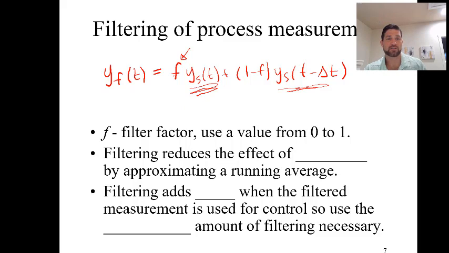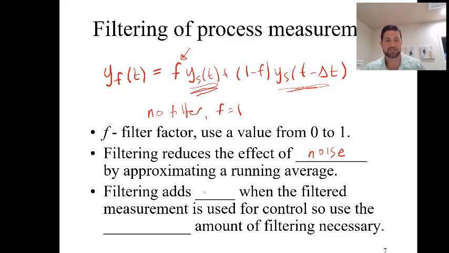Now this f can range between 0 and 1. Actually, it can't quite be 0 because a 0 filter would take none of the current readings, so it has to be at least 0.01 or something very small. But if we wanted no filter, that would mean f equals 1. So f equals 1 means the filter value is all of the current value, none of the previous value, so there's no averaging of previous measurements in here. Okay, so this filtering is going to reduce the effect of the sensor noise by approximating a running average.